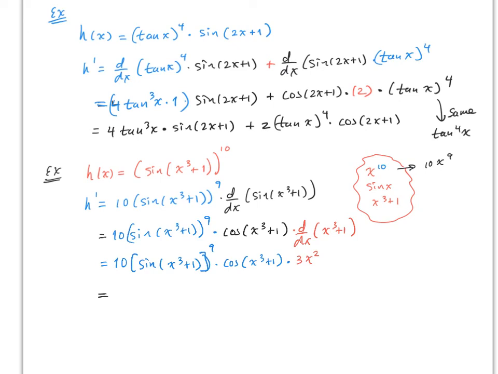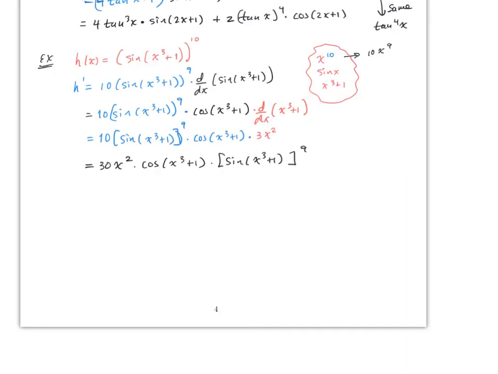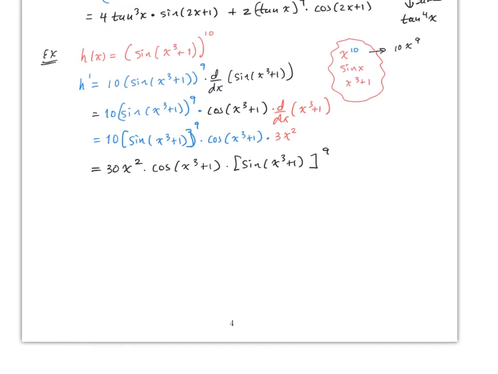And then you can just simplify everything. So this will give you 30x squared times cosine of x cubed plus 1 times sine of x cubed plus 1 to the 9 power. And that's it.